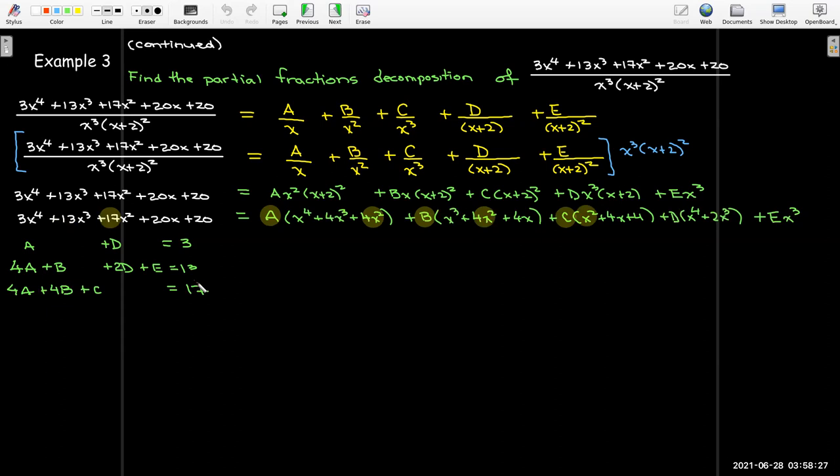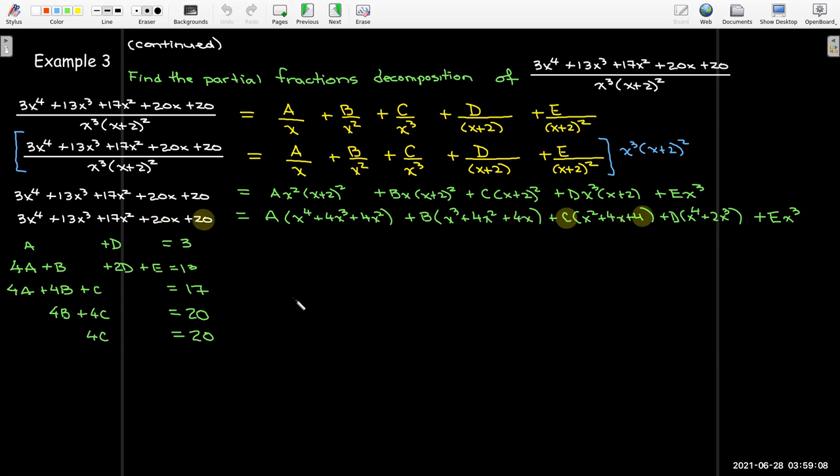Okay, let's move on to x squared. On the left-hand side, I have a 17. What's multiplied by x squared on the right-hand side? Well, I have 4a, and then plus 4b plus c. All right, what about the x term? On the left-hand side, I have 20. Nothing from a, but from b, I have a 4b times x, a 4c times x, and nothing from d or e. So 4b plus 4c has to equal 20.